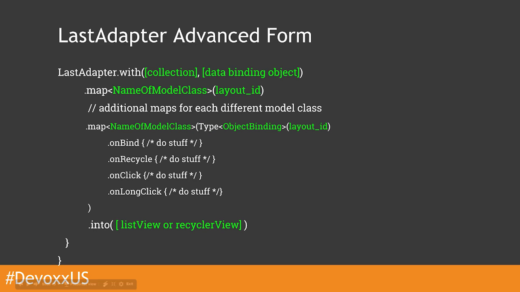You can also do an expanded model where you're doing all of the stuff that you would do with your view holder, like setting what happens when it gets initially bound, recycled, long clicked, or clicked. The way that you do that is you would have to pass in the class name of the object binding, and this is something else that's automatically generated for you based off of the layout ID name, and then pass in your closures, your lambdas, or your functions for all of these tasks.